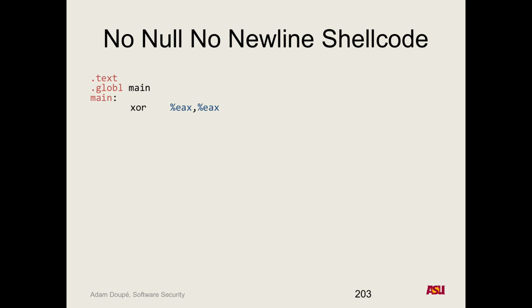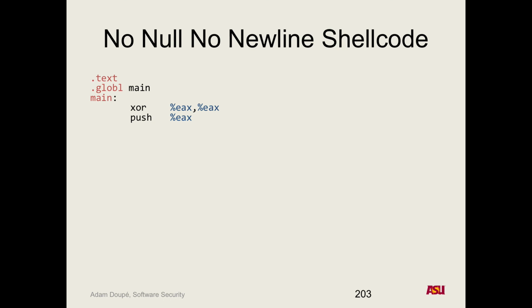So, we can XOR EAX with EAX. It turns out this has no null bytes in it, so that's good. We can push EAX then onto the stack. But now when we want to push the string, what string do we want to push? It's not a trick question.